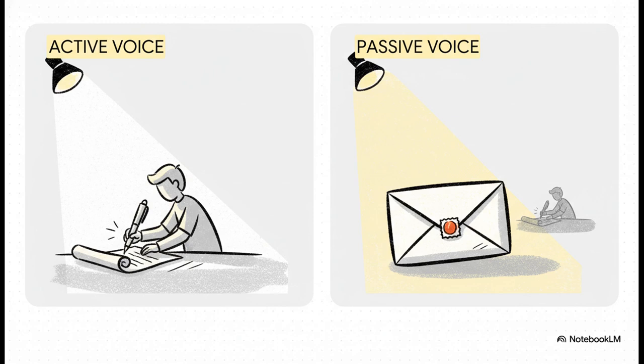This is kind of like being a director and deciding where to point the camera. In the active voice, the camera, the focus is on the doer of the action. The team won the game. It's direct, it's energetic, but with the passive voice, you shift the camera onto the thing that receives the action. The game was won. The doer gets pushed to the background.